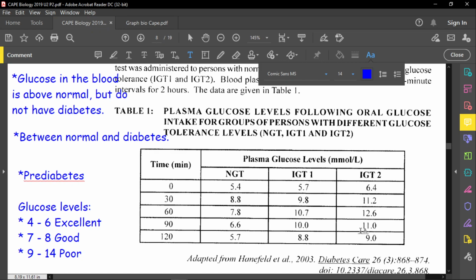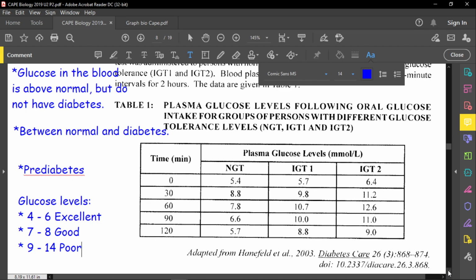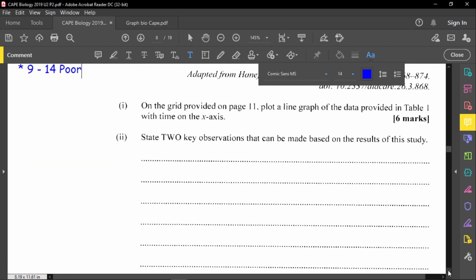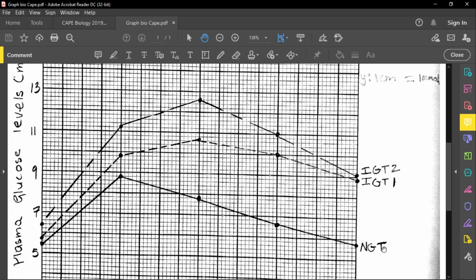All right, so let's go into the conclusion part of this now, to give our 2 conclusions based on what they asked us to do. It says, state 2 key observations that can be made based on the results. So our observation based on the graph, just to look quickly, notice that the highest point of the NGT here is 9. A matter of fact, it's slightly below 9, which is really good.